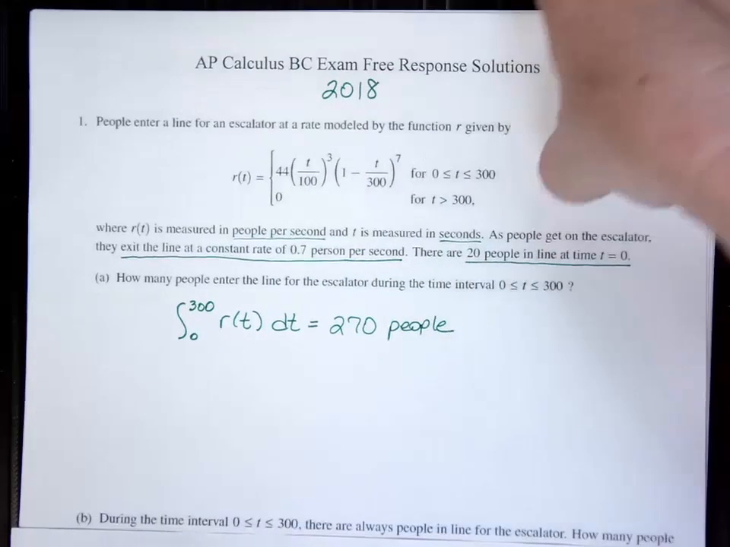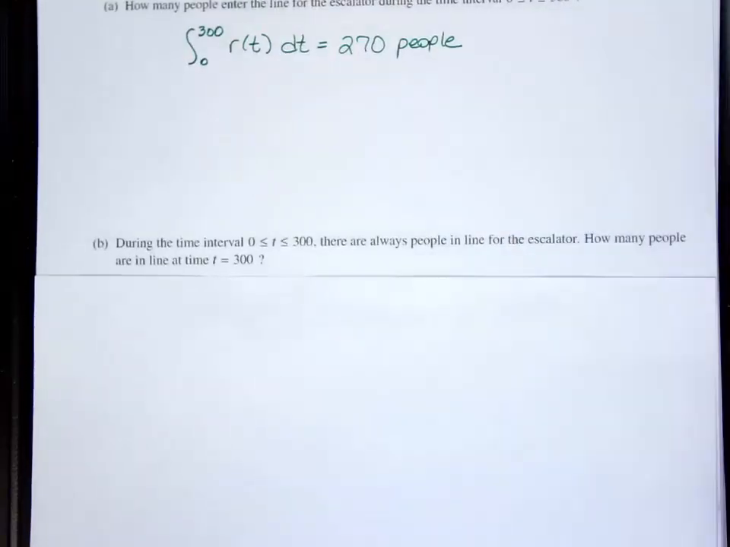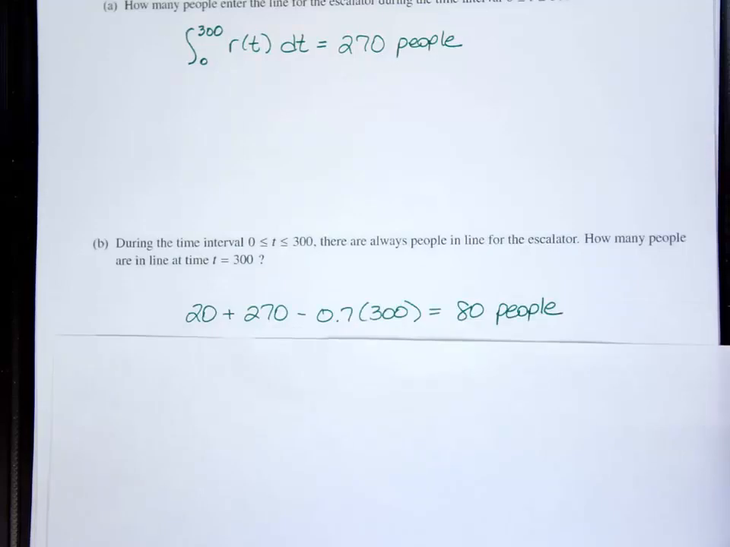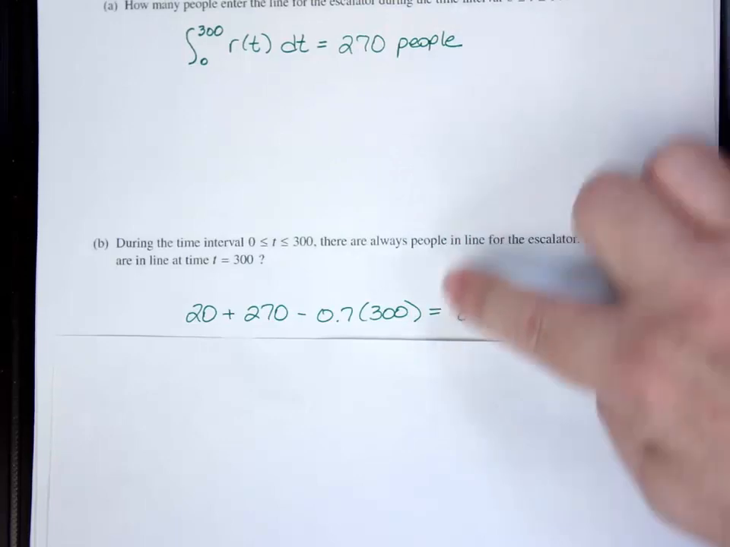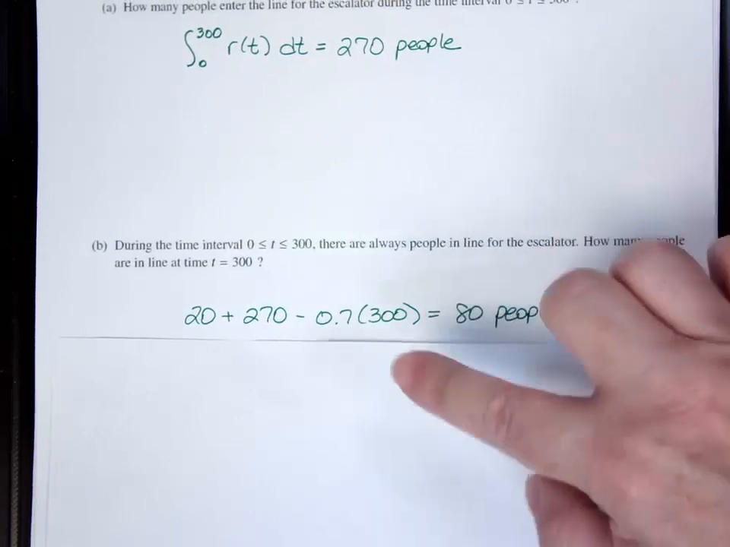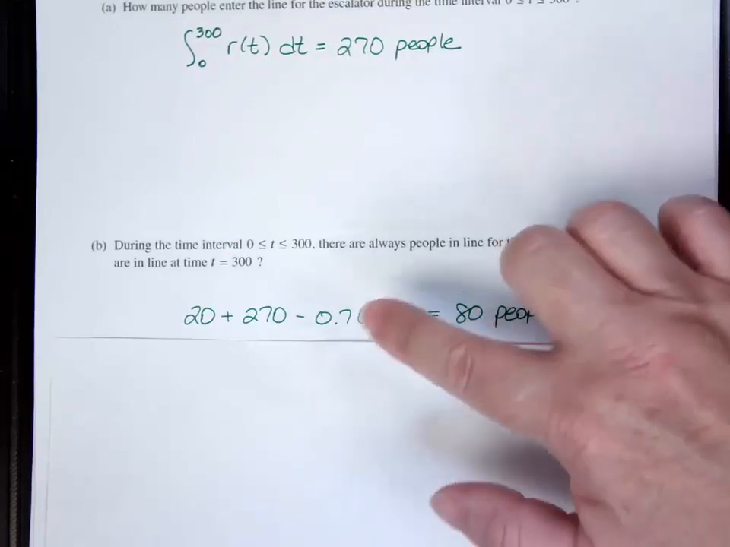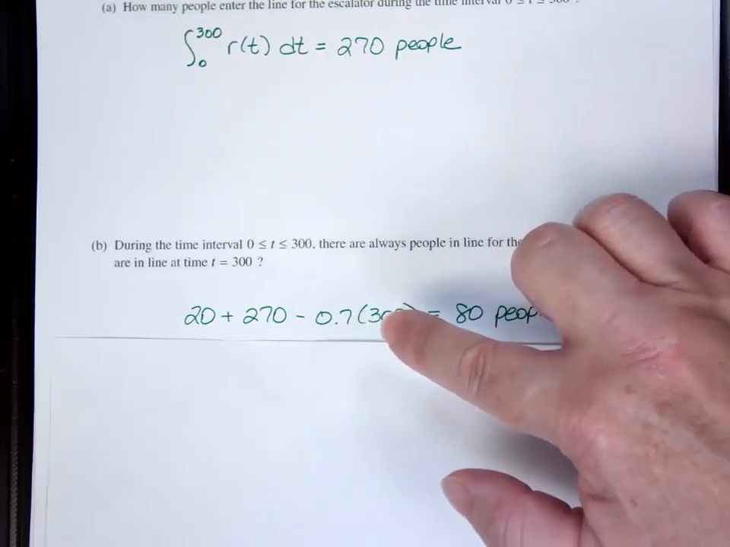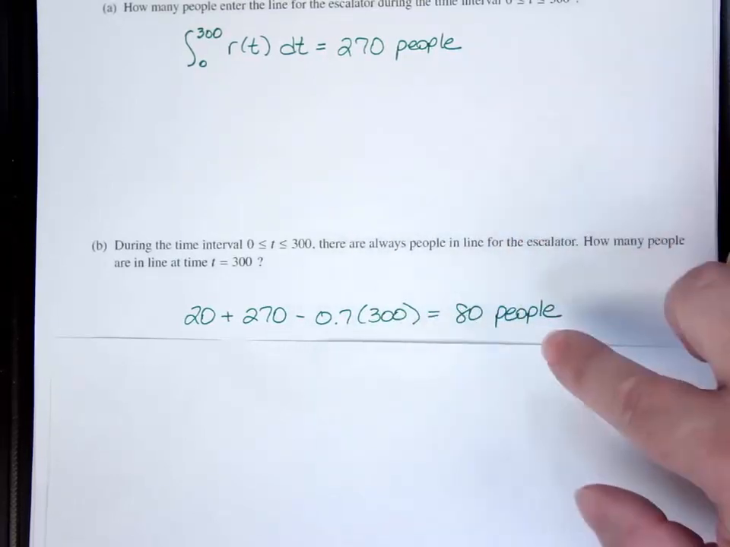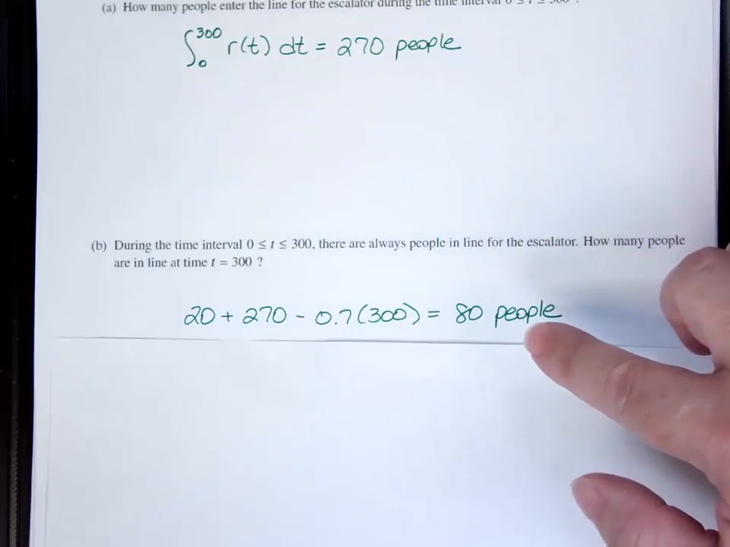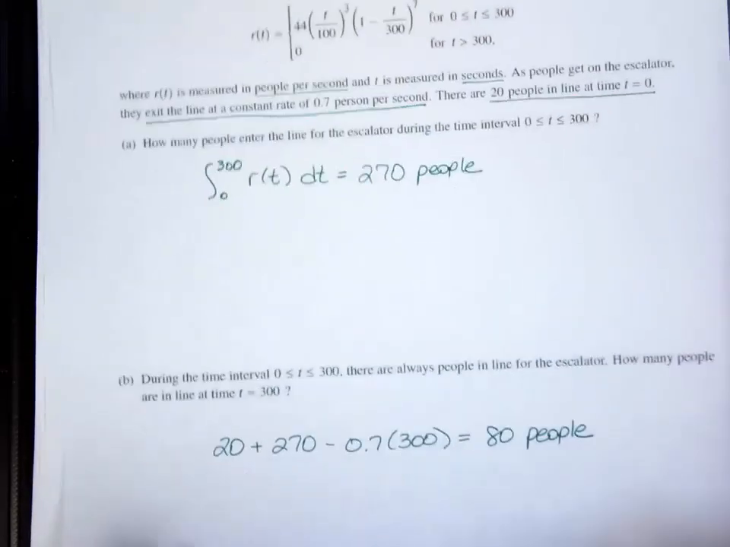So part B says during the time interval from 0 to 300, there are always people in line for the escalator. How many people are in line at time 300? So what we have to do is consider several things. First of all, how many people were in line at time 0? That was 20. Then how many people got on the escalator? That was 270, the amount I just found a minute ago. And then how many people got off the escalator? That is 0.7 times how many seconds went by, because the integral of the 0.7 constant is 0.7t. So you multiply 0.7 times 300, which gives you a value of 210 leaving, so 20 plus 270 minus 210 gives 80 people. So that's the answer to part B.